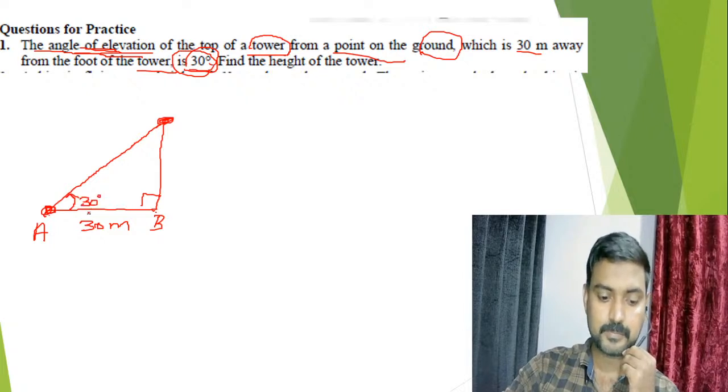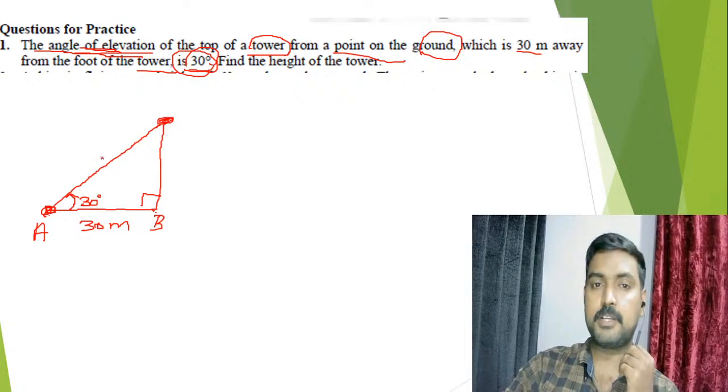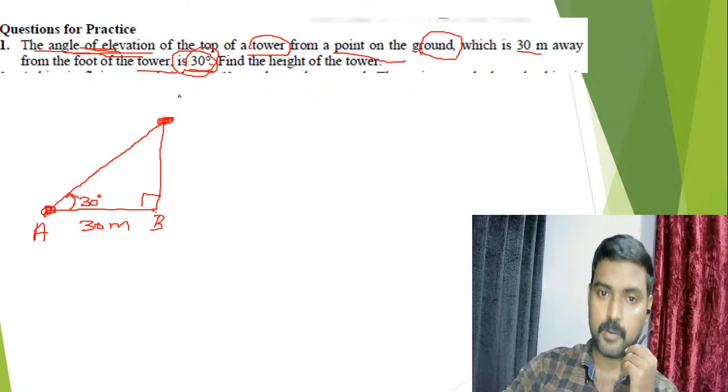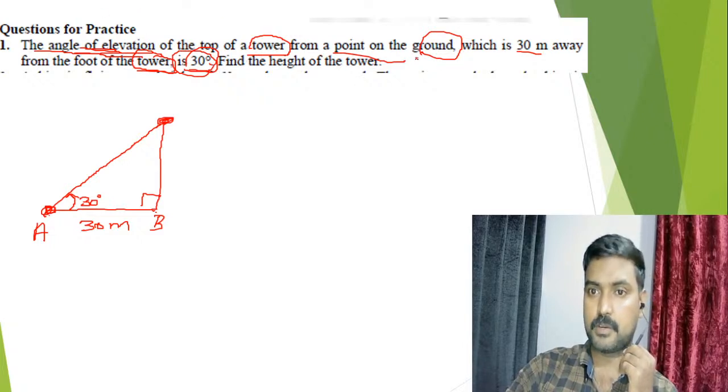Okay, looking in an upward direction. So my dear students, when you get a question based on these types of word problems, first you observe the objects. What are the objects here? A tower is there and one person is observing. So one person will be there. Instead of that, they have given a point on the ground. So these words should be identified and their location marked.